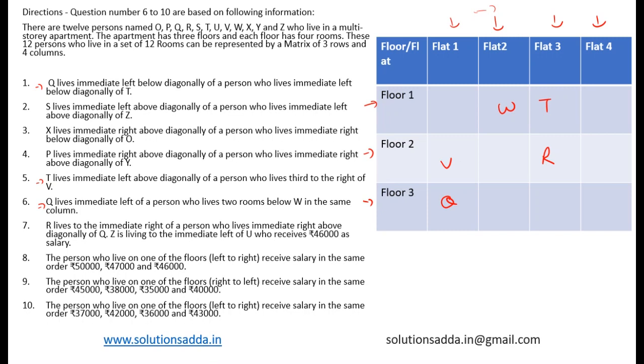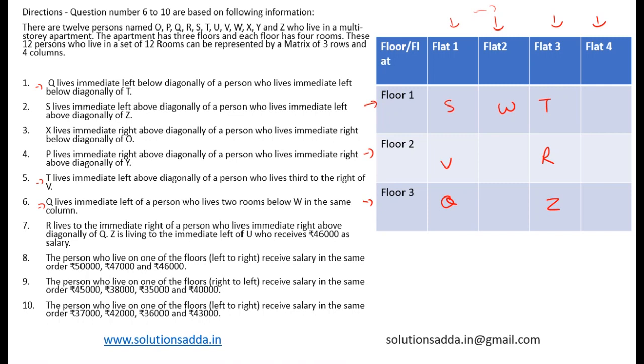Next point is: S lives immediate left above diagonally of a person who lives immediate left above diagonally of Z. Now, based on that, we can put S as well as Z. Z can be placed here.